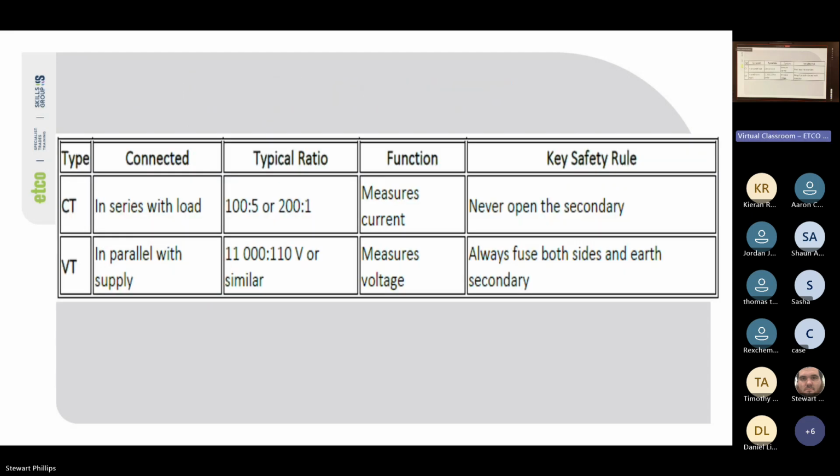Okay, so CTs and VTs are the eyes and ears of the electrical system. They let us see what's really happening without having to touch dangerous voltages or currents. So treat them with respect, especially the CT secondaries, and they'll work quietly in the background for decades to come.